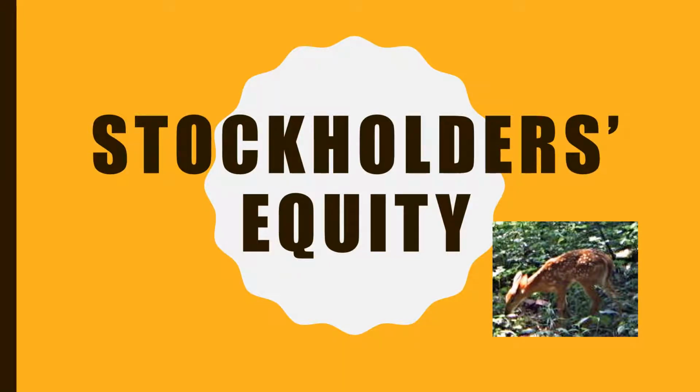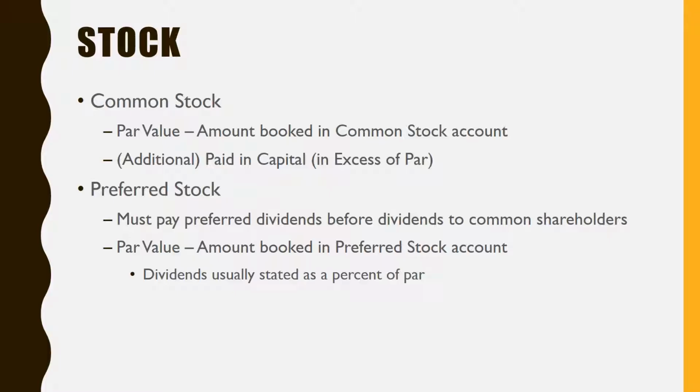Stockholders' equity. We're getting near the end. The first item in the stockholders' equity section is stock. Common stock is the most common type of stock that's out there. If you just call your broker and say, buy me some Facebook stock, you're going to get common stock.